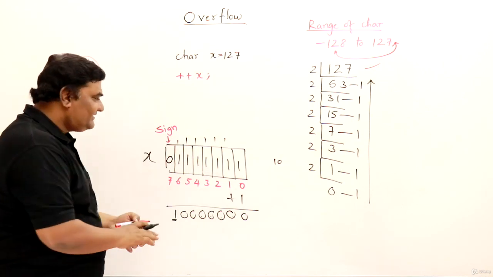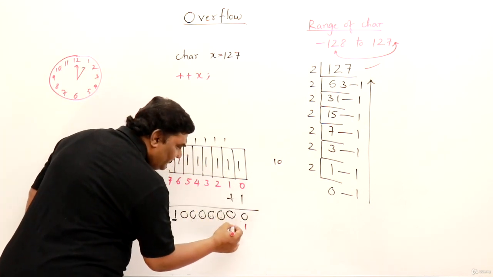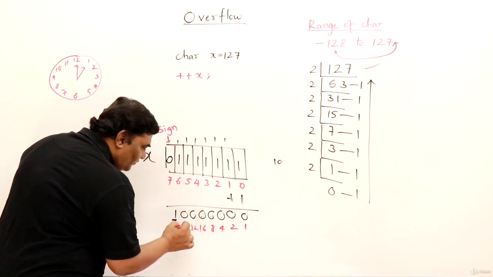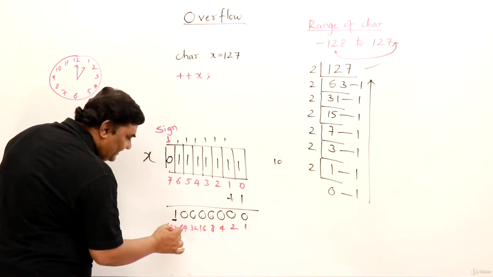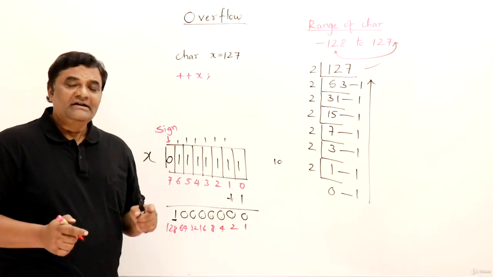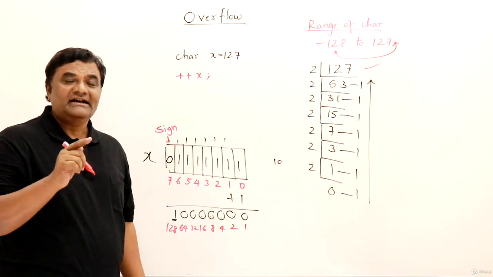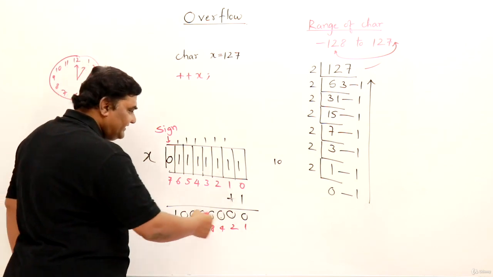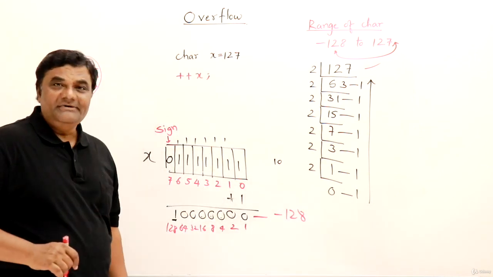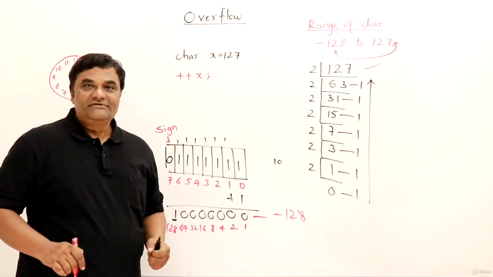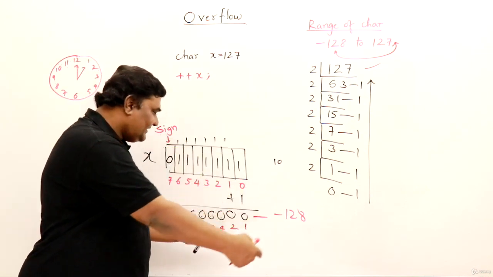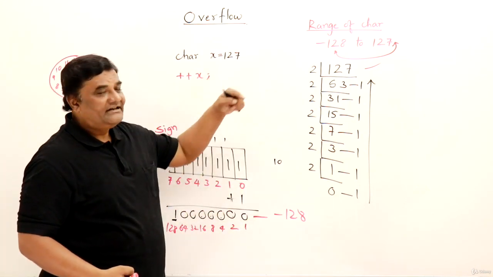But what is the value? Let us check the value. This is 2 power 0, 2 power 1, and this is 4, 8, 16, 32, 64 and 128. So yes, this is 128. The value is 128 and the same bit is acting as a sign bit. So it is minus 128. See, this is how it became. Magically it has come to minus 128. We were at 127, then we tried to go to the next value and it has come down to the beginning of the range, that is minus 128.